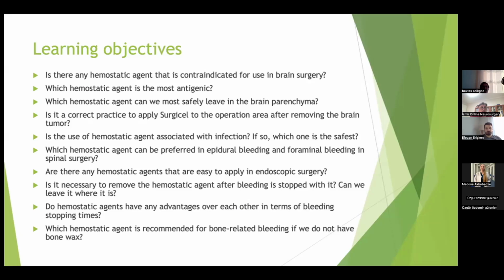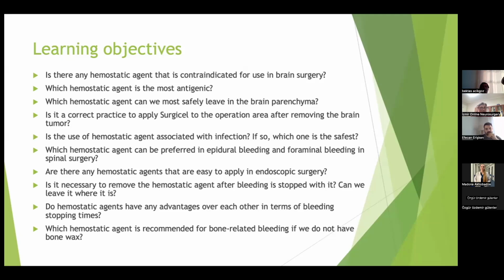Another one will be which hemostatic agent is most antigenic. Then which one can we leave safely in the brain parenchyma? Is it a correct practice to apply Surgicel to the operation area after removing the brain tumor? Then is the use of a hemostatic agent associated with infection? If so, which one is the safest? Which hemostatic agent can be preferred in epidural bleeding and foraminal bleeding in spine surgery?